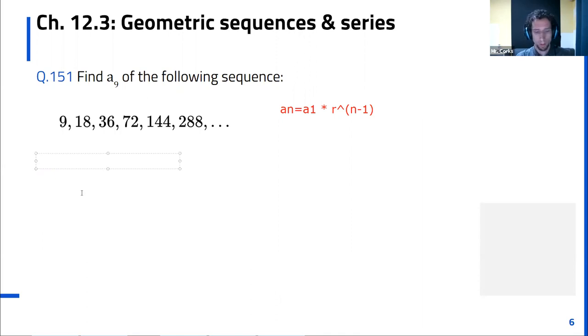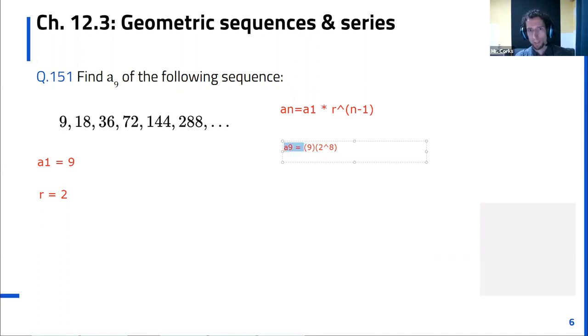And if we look at the sequence here, A1 is just 9. We can see that. We can also see what our common ratio is. What is that? 2, just multiplying by 2 each time. So we have all the parts, and we know our n, it's going to be 9. So A9 is equal to 9 times our R value, 2, to the exponent n minus 1, which is 9 minus 1, so 8.